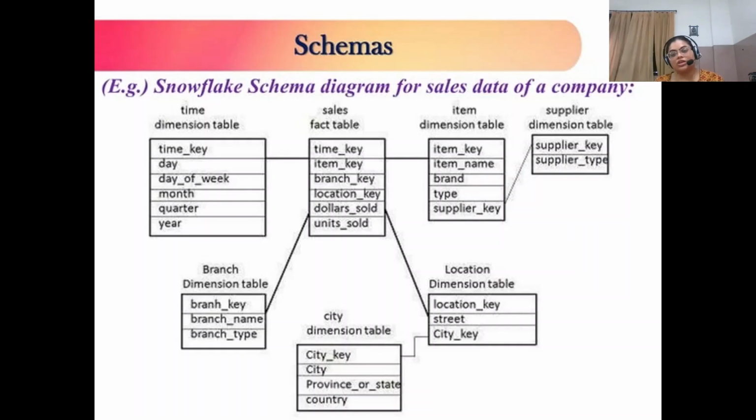So this is the snowflake schema diagram for sales data of a company. You can see this. Here the item table has another related supplier dimensional table, and the location dimensional table has another city dimensional table.